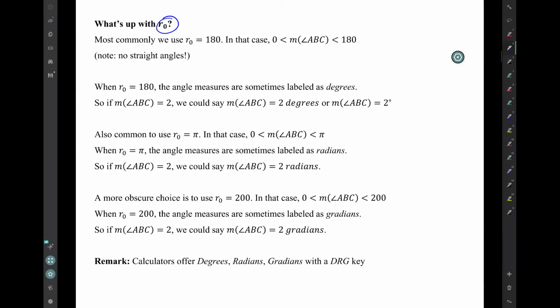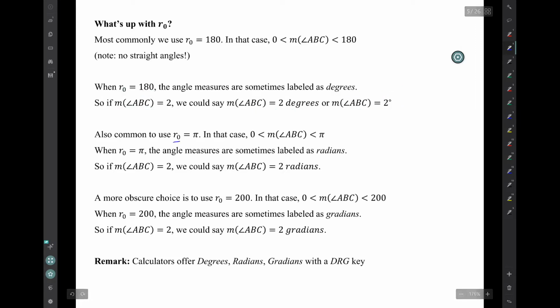What is it? Well, most commonly we use r subscript 0 equals 180. In that case, the measure of an angle is greater than 0 and less than 180. Notice, no straight angles. When r subscript 0 is 180, the angle measures are sometimes labeled as degrees. So, for instance, if the resulting measure of an angle was 2, we'd say that the measure was 2 degrees, or we would denote it this way, 2 with the superscript little open circle, a little degree symbol.